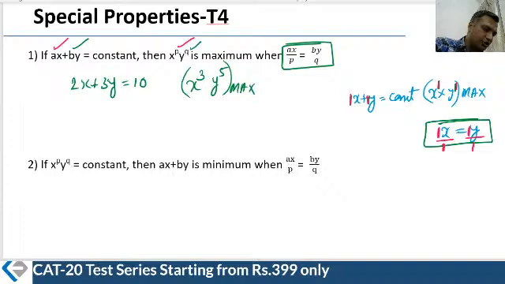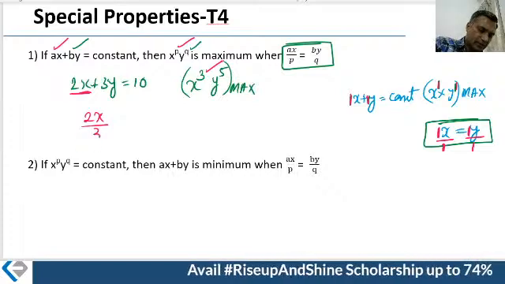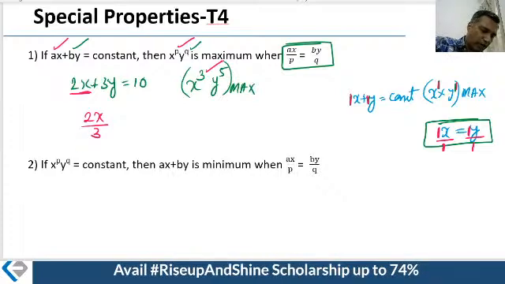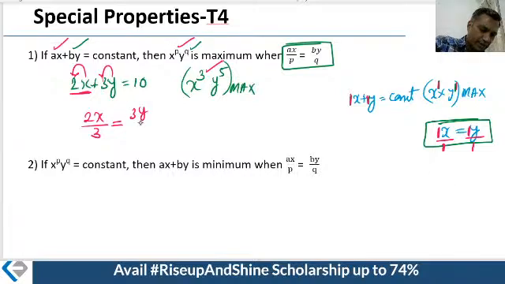Write this 2x as it is, divided by the power of x. Why this 2 here? It is the coefficient of x. All right, that should be equal to the coefficient of y as it is, which means copy this 3y as it is.